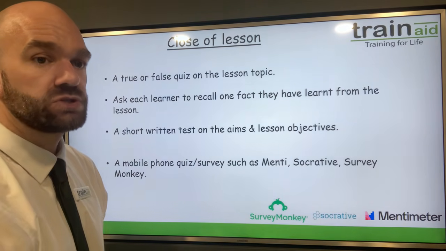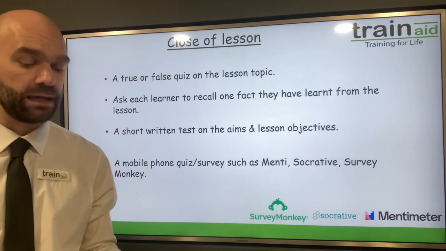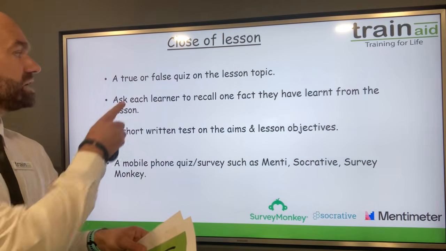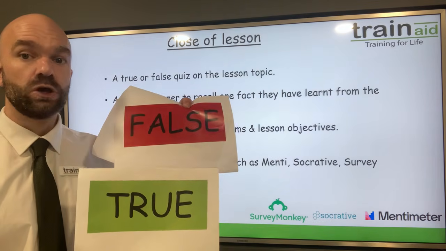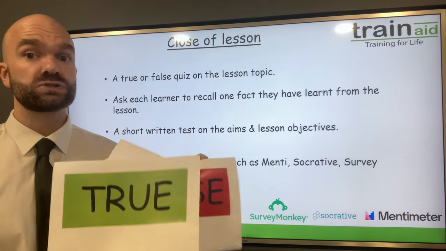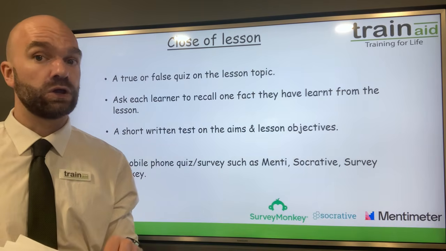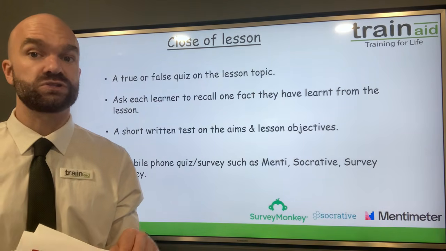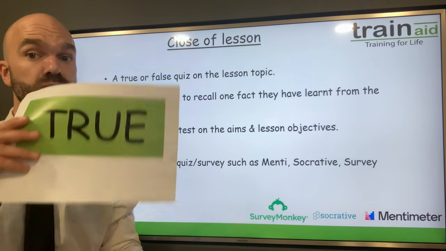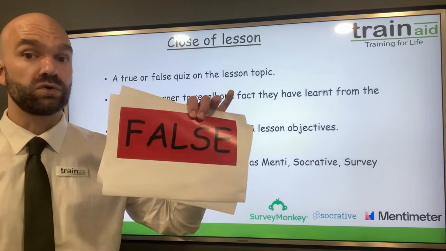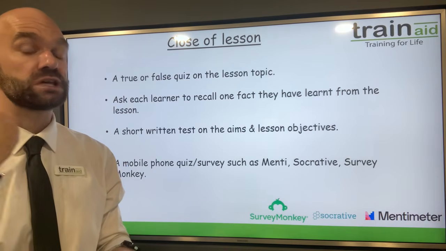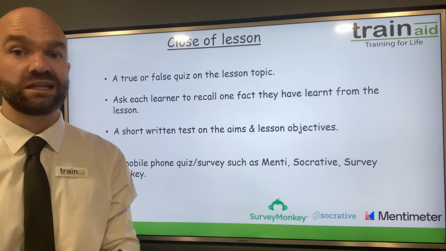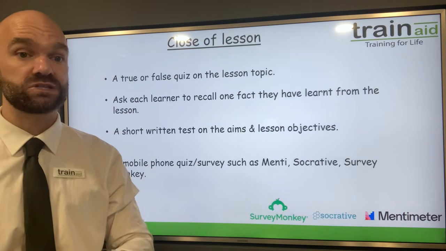So it's always good to recap our aims and objectives. So we could have a true or a false quiz on the lesson topic. So you could have true or false cards that are printed for all learners, and you could ask questions to the learners and they could hold up the true card or the false card, and that is checking that your learners have taken on board the aims and objectives of the lesson.